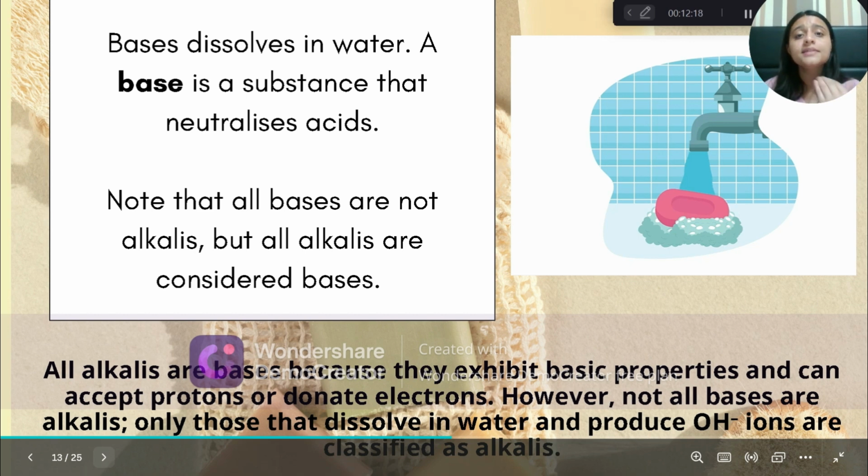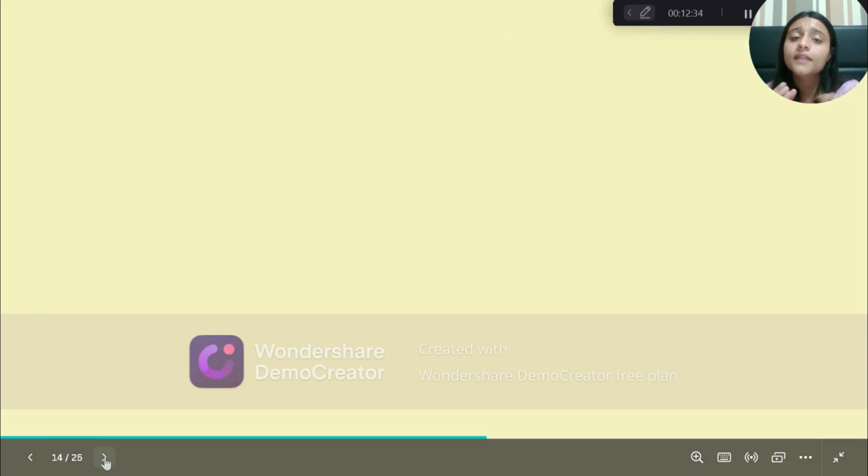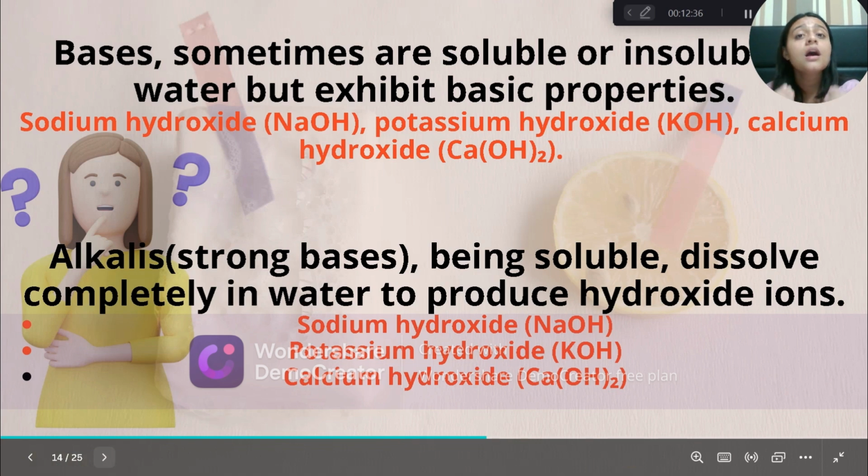So the statement is telling you that all alkalis are bases, but all bases are not alkalis. See what happens. All sorts of base substances are not dissolved fully and do not give you hydroxide ions. But in the case of alkalis, they get dissolved in water and give you OH⁻ ions. So alkali shows the basic properties of a base substance, but bases are not able to show the basic property of giving out OH⁻ ions.